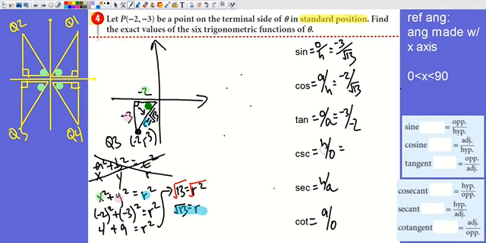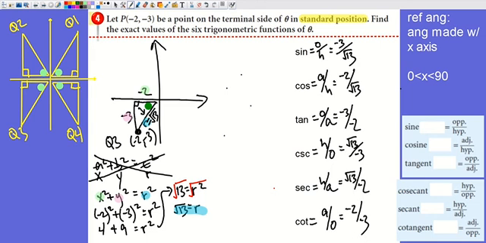Cosecant is hypotenuse over opposite, which is √13 over -3. Secant, again, the hypotenuse never changes, and adjacent is -2. Cotangent: -2 is adjacent, and opposite is -3.